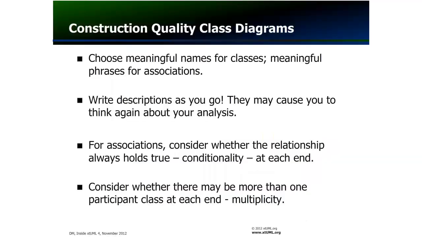To construct quality class diagrams, it's important to create meaningful names for the classes and descriptive phrases for the associations. As mentioned earlier, it's helpful to test your class diagram by writing descriptions using the vocabulary of the diagram. Also, as you construct these descriptions, consider whether the relationship always holds and whether more than one participant class can occupy the relationship. In this way, you will test whether the current conditionality and multiplicity for the relationship is complete.